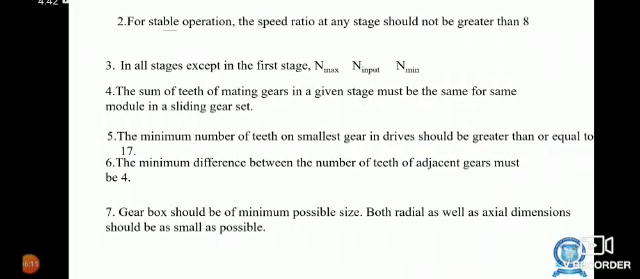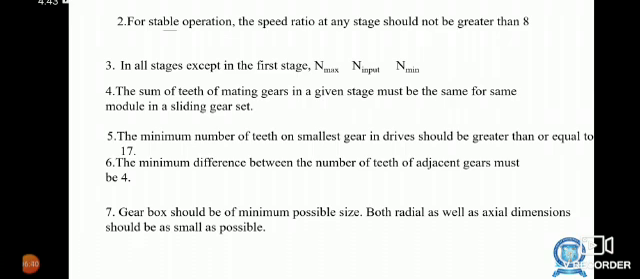For stable operation, the speed ratio at any stage should not be greater than 8. In all stages except the first stage, N max, N input, N minimum. The sum of the teeth of the mating gears in a given stage must be the same for the same model in the sliding gearbox. The minimum number of teeth on the smaller gear in drives should be greater than or equal to 17. The minimum difference between the number of teeth on adjacent gears must be 4.